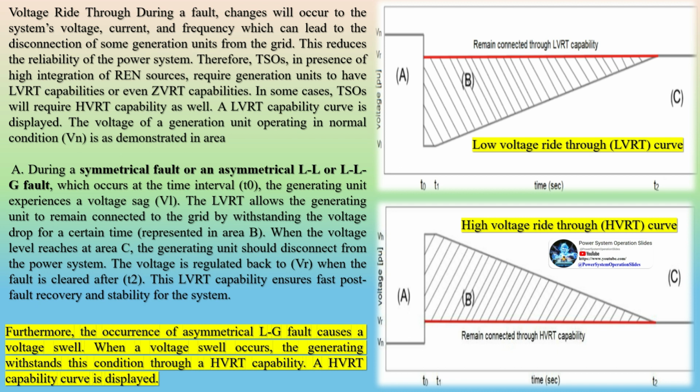Furthermore, the occurrence of an asymmetrical LG fault causes a voltage swell. When a voltage swell occurs, the generating unit withstands this condition through a HVRT capability. A HVRT capability curve is displayed.